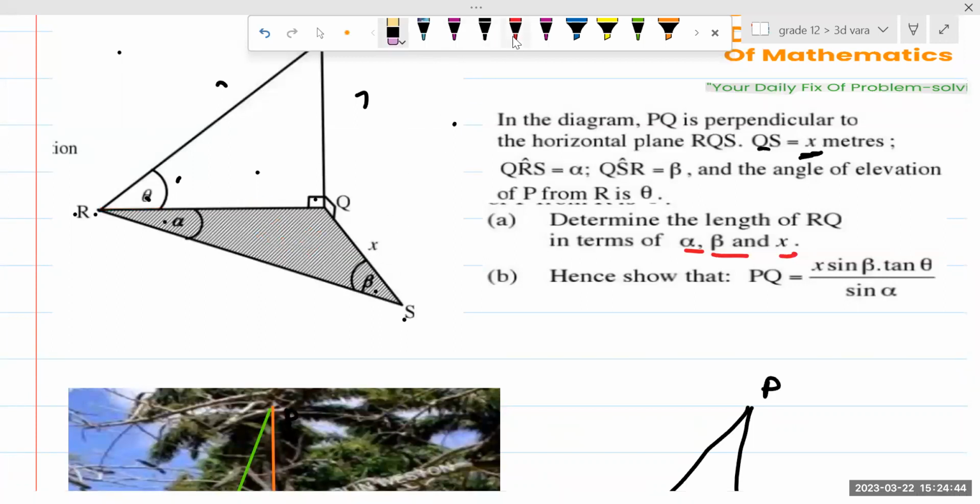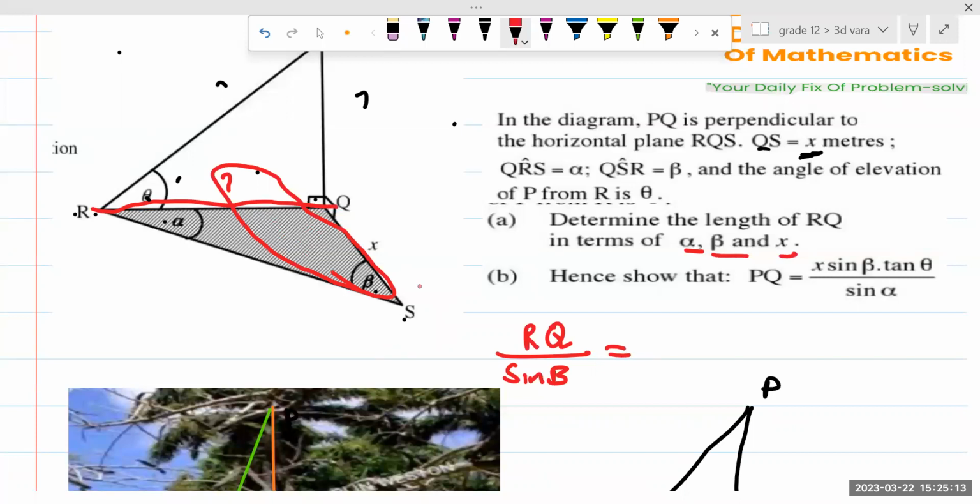So if we're going to use the sine rule, let's come back to this thing here. They say we are looking for RQ again, so it needs to have RQ. If it needs RQ, it automatically goes with this one. Can you see that? RQ is going to go with beta. So if I'm going to use the sine rule here, RQ all over the sine of beta is going to be given as.